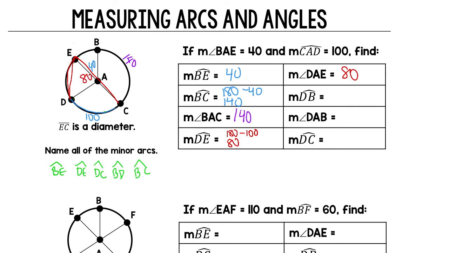Measure of arc DB. Well, we can just add these two arcs together. We have 80 plus 40. That'll be 120. Angle DAB, same thing. Also 120. Arc DC is the last thing. Measure of arc DC is 100.